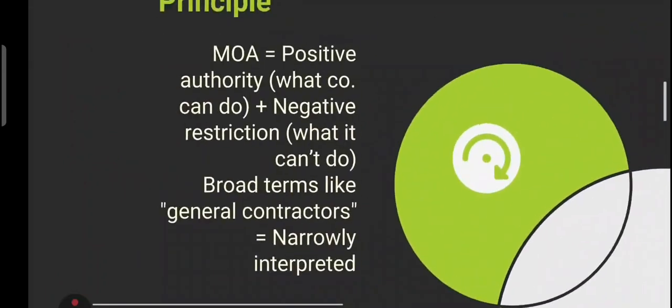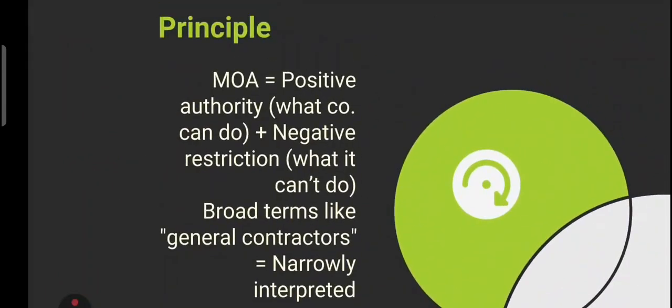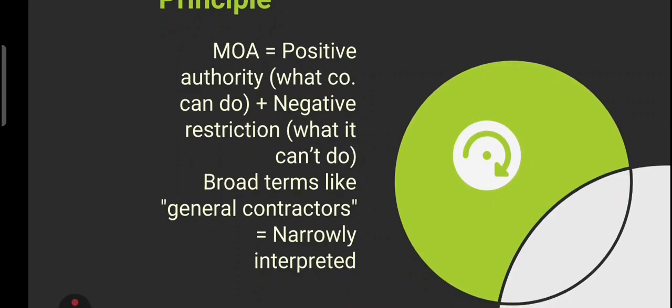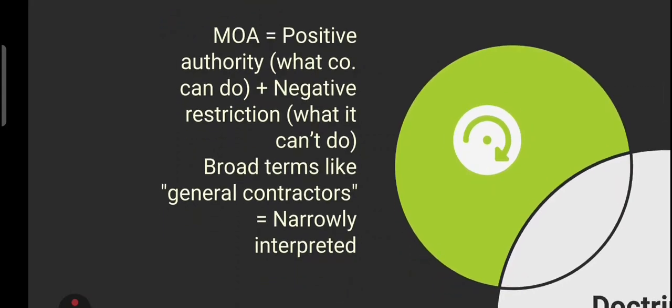And then the principle. What is the meaning of the principle? MOA gives the company positive authority, means what it can do, plus negative restriction, what it cannot do. So an important point is that terms in MOA are interpreted narrowly, not broadly.